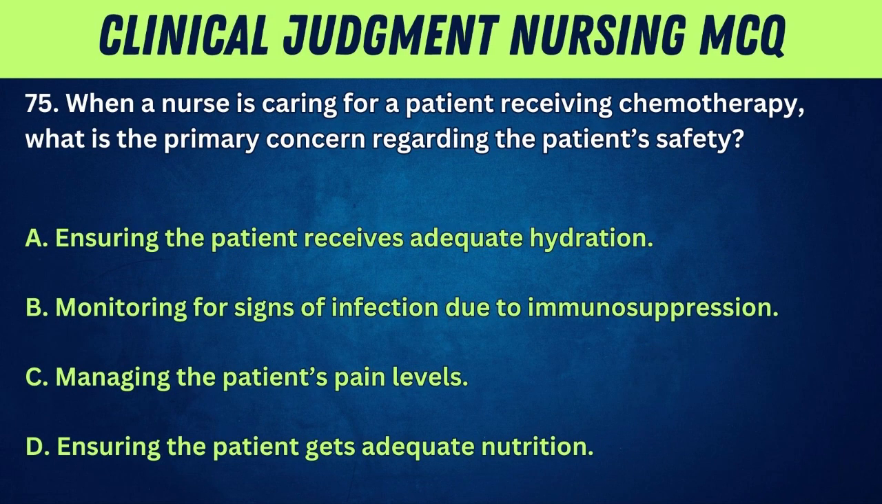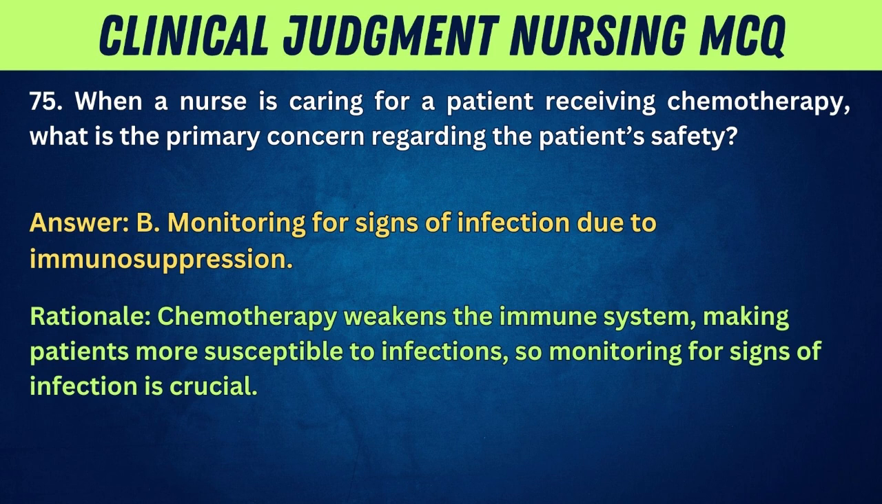75. When a nurse is caring for a patient receiving chemotherapy, what is the primary concern regarding the patient's safety? A. Ensuring the patient receives adequate hydration. B. Monitoring for signs of infection due to immunosuppression. C. Managing the patient's pain levels. D. Ensuring the patient gets adequate nutrition. Answer. B. Monitoring for signs of infection due to immunosuppression. Rationale. Chemotherapy weakens the immune system, making patients more susceptible to infections, so monitoring for signs of infection is crucial.